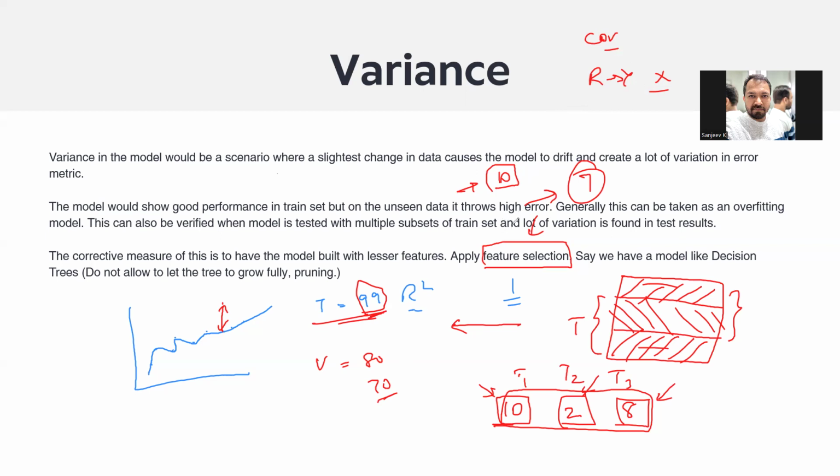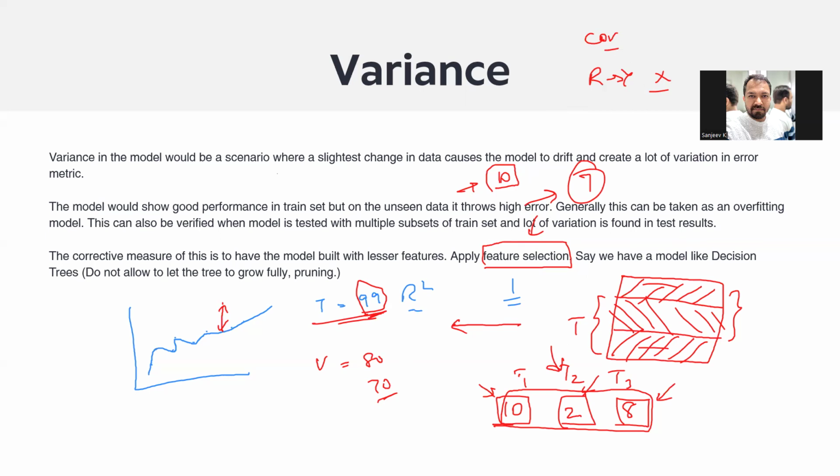Okay, this is about variance. Now variance is more to do with overfitting. You don't want the model to learn all the patterns in the data set. You want only some kind of generalization. It should look at all the variables and try to find only those patterns which it can generalize. For the slightest change, it should not vary too much in the error metric.